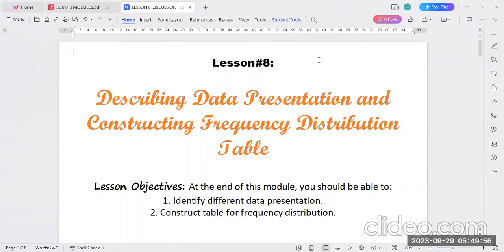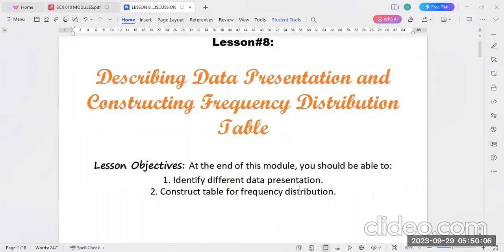Lesson number 8, describing data presentation and constructing a frequency distribution table. Lesson objectives: at the end of this module, you should be able to identify different data presentations and construct a table for frequency distribution.